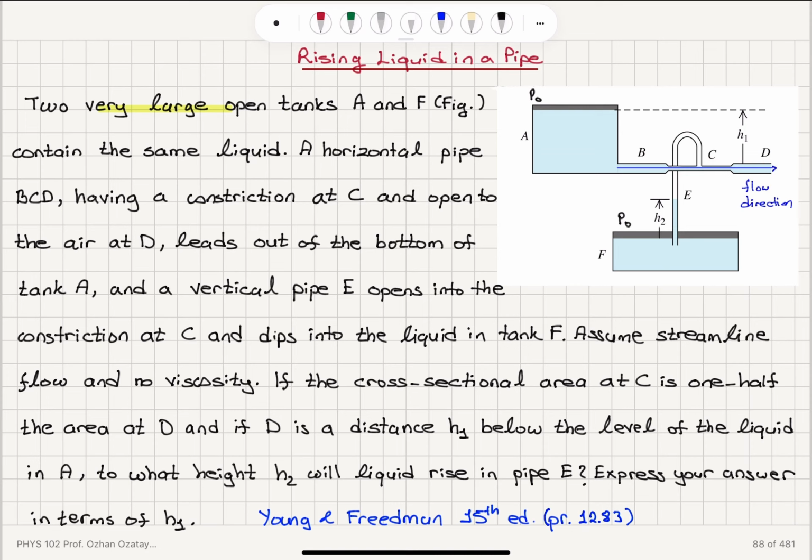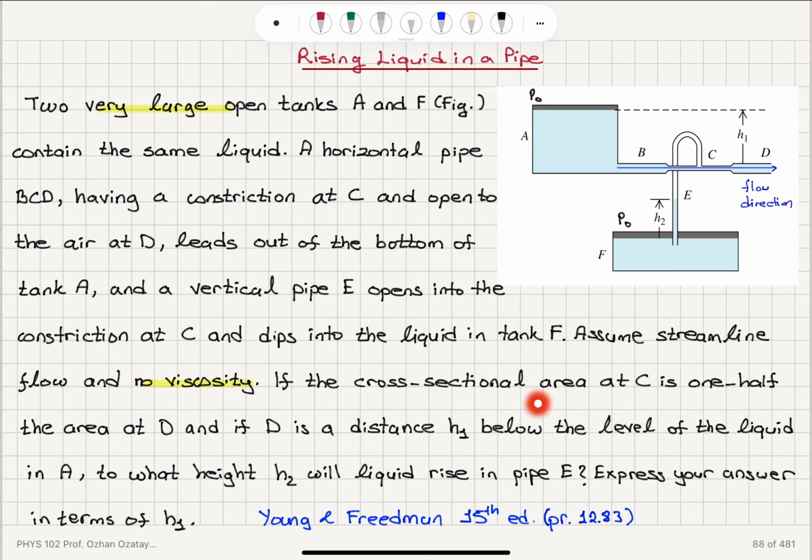at C and open to the air at D, leads out of the bottom of the tank A. And the vertical pipe E opens into the constriction at C and dips into the liquid in tank F. Assume streamline flow and no viscosity. So we're assuming no viscosity, therefore energy conservation.